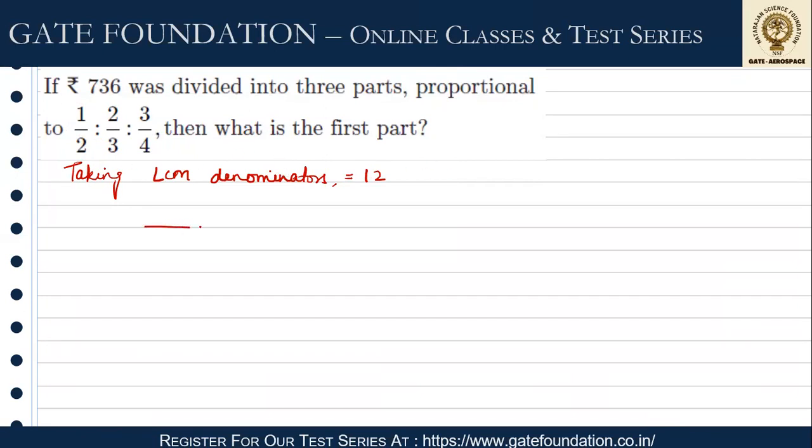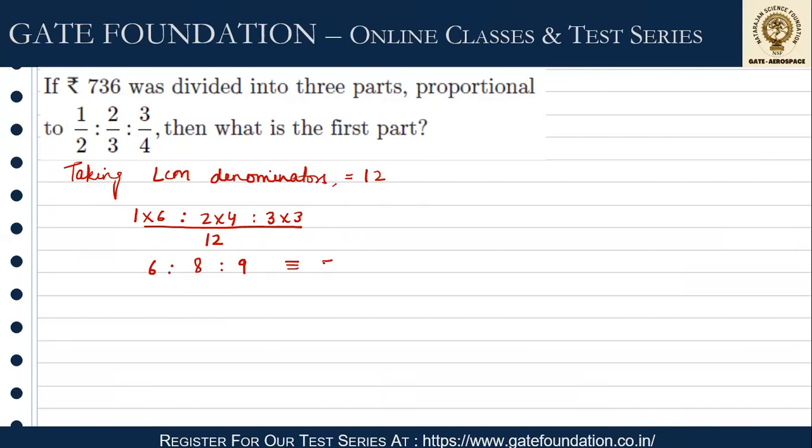So if I take 12 as the LCM, what will change in the numerator? 2 has to be multiplied by 6 to get 12, so 1 will be multiplied by 6 also. 3 has to be multiplied by 4 to get 12, so numerator 2 will be multiplied by 4. 4 has to be multiplied by 3, so numerator 3 will be multiplied by 3. So 6 is to 8 is to 9 is what I have.